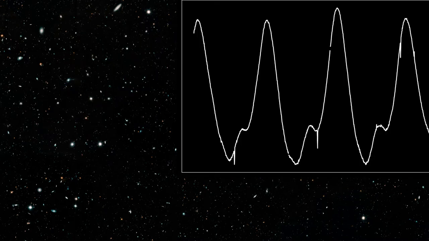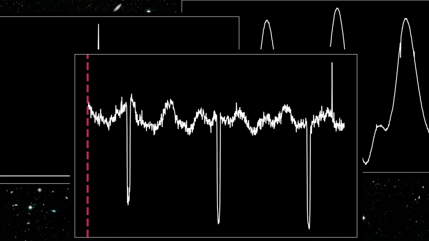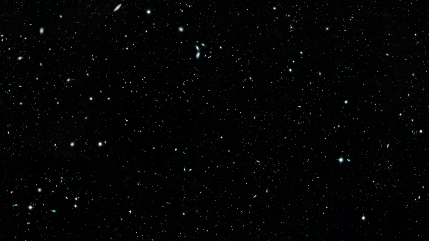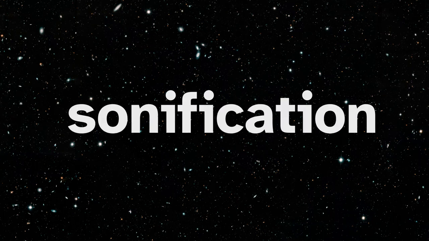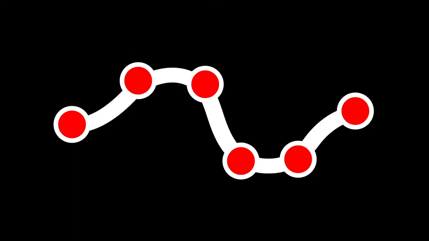Often astronomers translate telescope data into images or graphs. This is called visualization. That same data can also be translated into sound. This is called sonification. Light curves are a record of a star's brightness over time. They record a star's visible and invisible light brightening and darkening. Light curves are often visualized as lines or points on a graph.